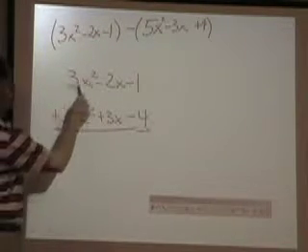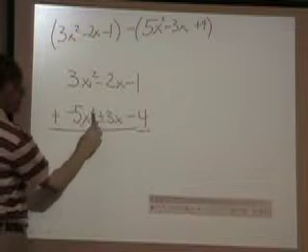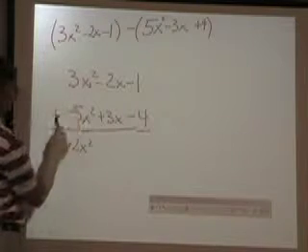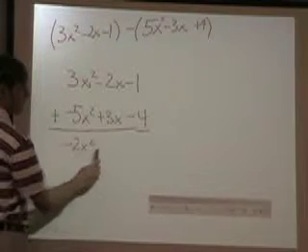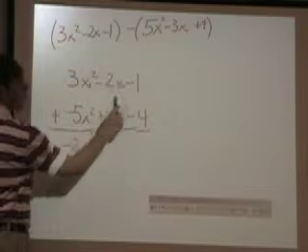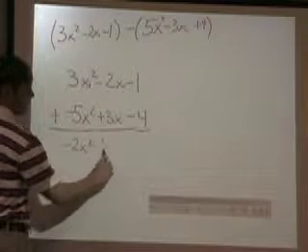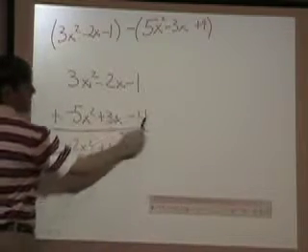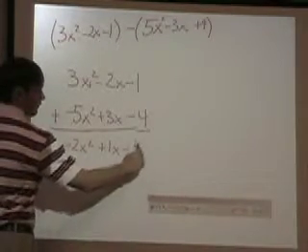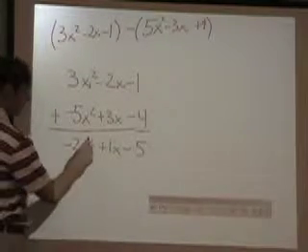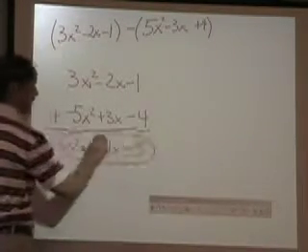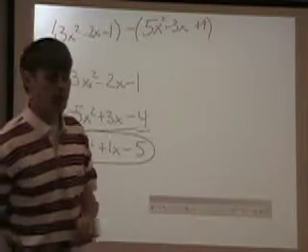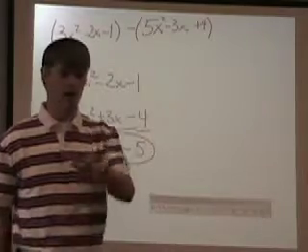Now, 3x squared plus negative 5x squared is negative 2x squared, and that's because 3 plus negative 5 is negative 2. Now, negative 2x plus 3x is positive 1x. And negative 1 plus negative 4 is minus 5. So your final answer is negative 2x squared plus 1x minus 5. And you just subtracted a trinomial minus a trinomial.